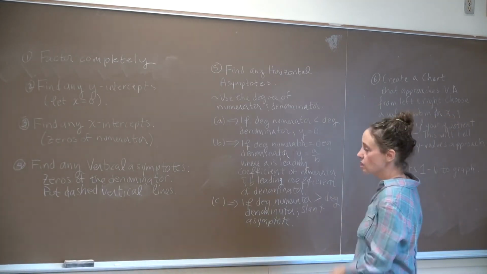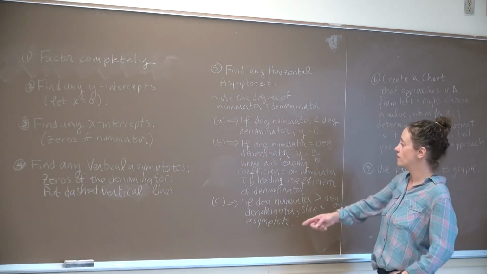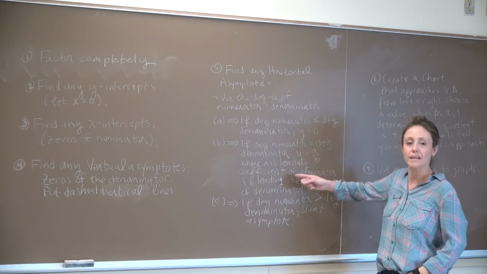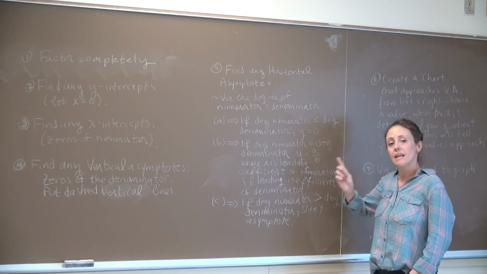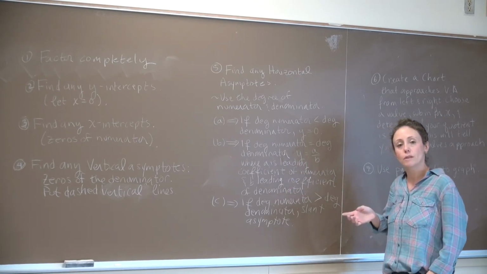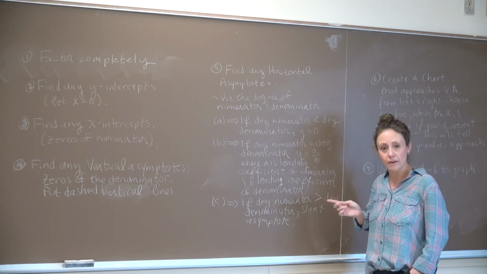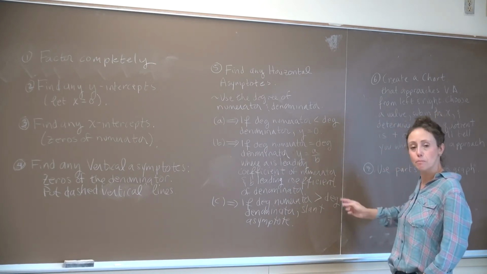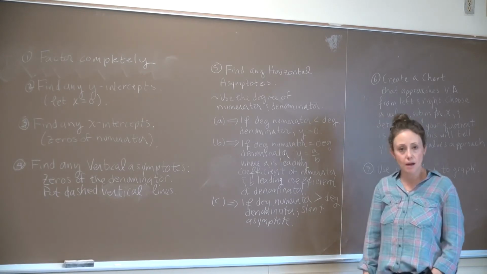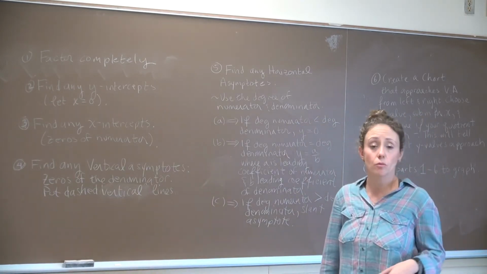What happens if the degrees are the same? So what happens if we have, let's say, a 2nd degree polynomial in the numerator and in the denominator? If the degrees of the numerator and denominator are the same, then we're going to have a horizontal asymptote with the line y equals a over b. A is the leading coefficient of the numerator, and b is the leading coefficient of the denominator. So we're going to think of this as being a ratio.